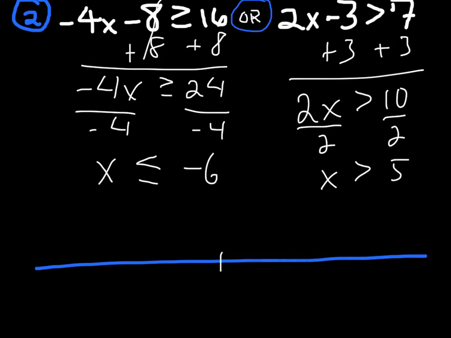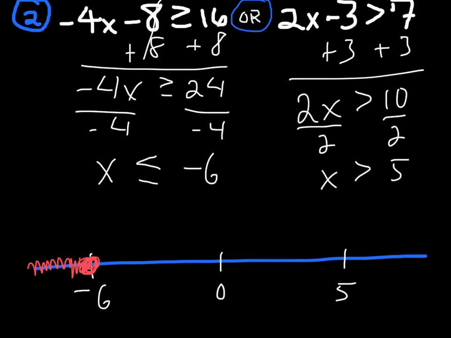So 0 is here, negative 6 will be over this way, and 5 is on this side of 0. My x is less than or equal to negative 6. That is going to be a closed dot since it includes the equal sign. And less than, we know we have to shade this way to the left.